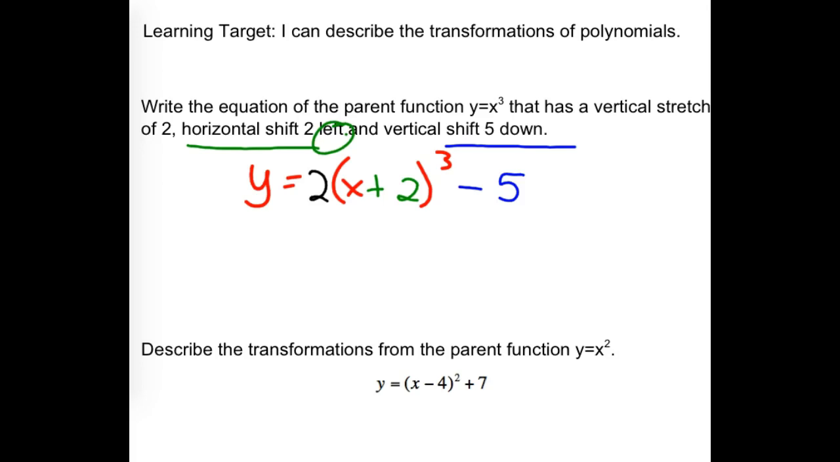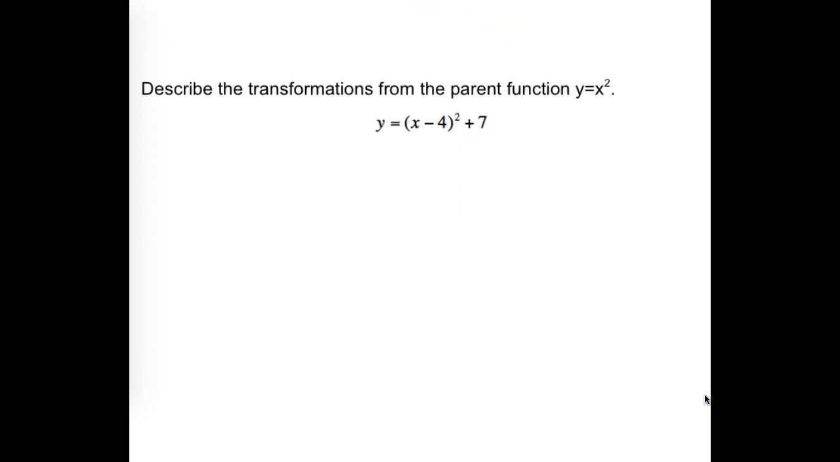All right. So the second one here is more like that. If we start with a parent function of x squared, can you describe what we've done to it? Is there a number in front of the parentheses? So there's no vertical stretch, vertical compression. It hasn't been flipped over the x-axis. Okay, nothing like that. What is the 4 going to do? Move it which way? Right 4? Agree, disagree? Okay, and then the plus 7 at the end? 7 units up. Okay.